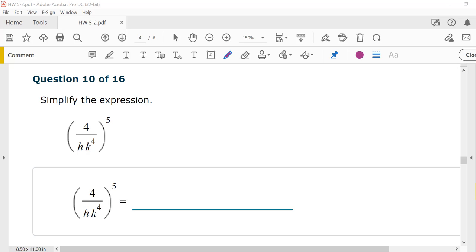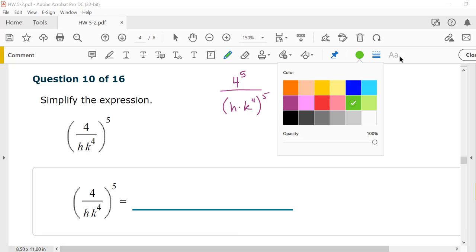Number 10, they're going to start getting a little bit more complicated. Simplify 4 over h times k to the 4th all to the 5th power. Okay, first thing I'm going to notice is that I have this division, so I can give this fifth power to the top and to the bottom. So I'm going to write it as 4 to the fifth over h times k to the fourth all to the fifth. So I gave this 5 to the numerator and the denominator.